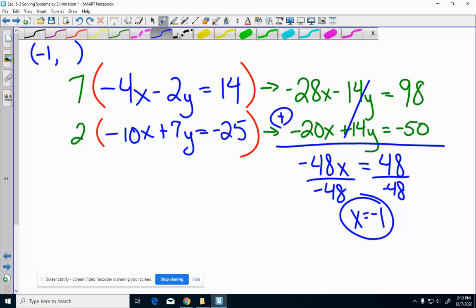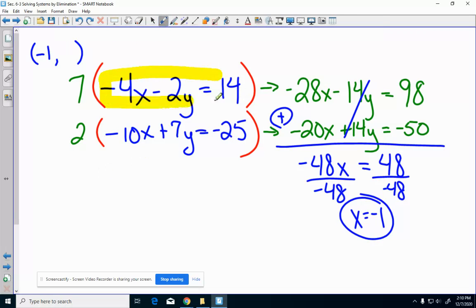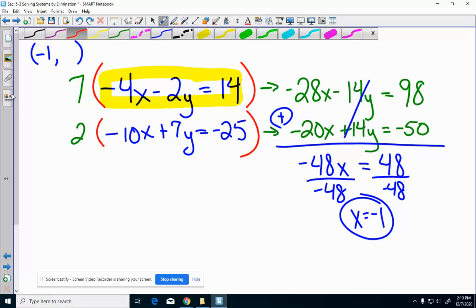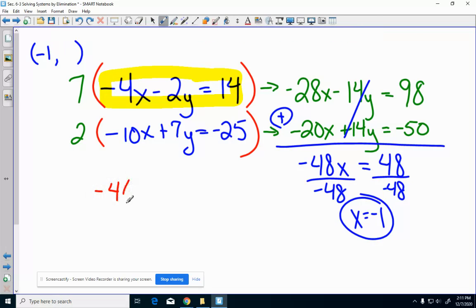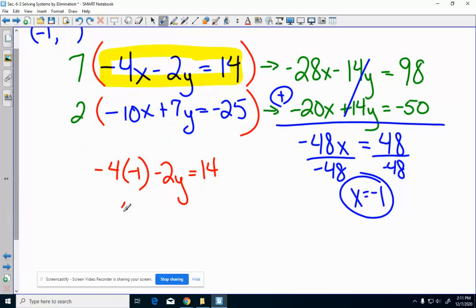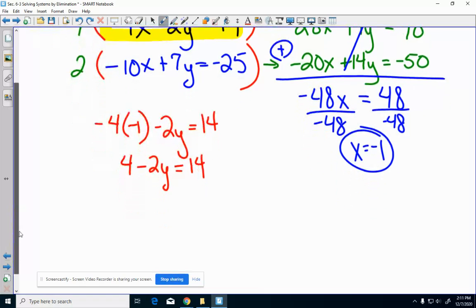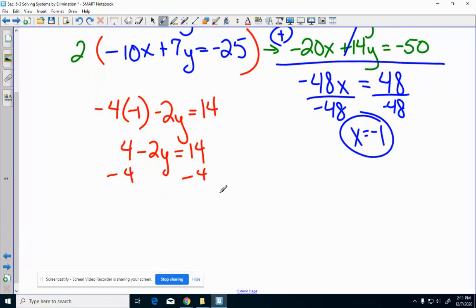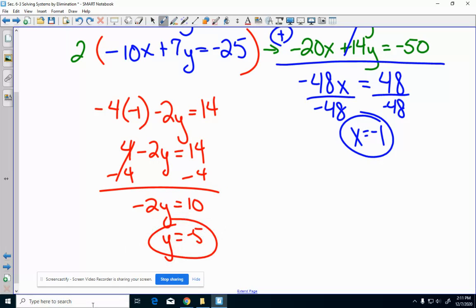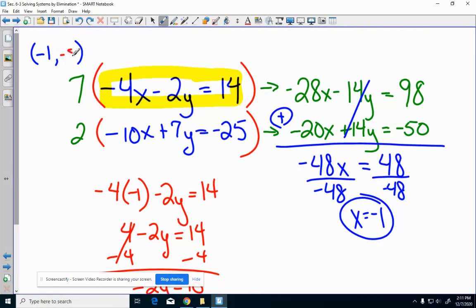Now I'm taking that answer back to one of my original equations. I think I'm going to choose that one right there. So it's going to be negative 4 times negative 1 minus 2y equals 14. So that's 4 minus 2y equals 14. Minus the 4, I get negative 2y is equal to 10. So y is negative 5. And I've got my second answer.